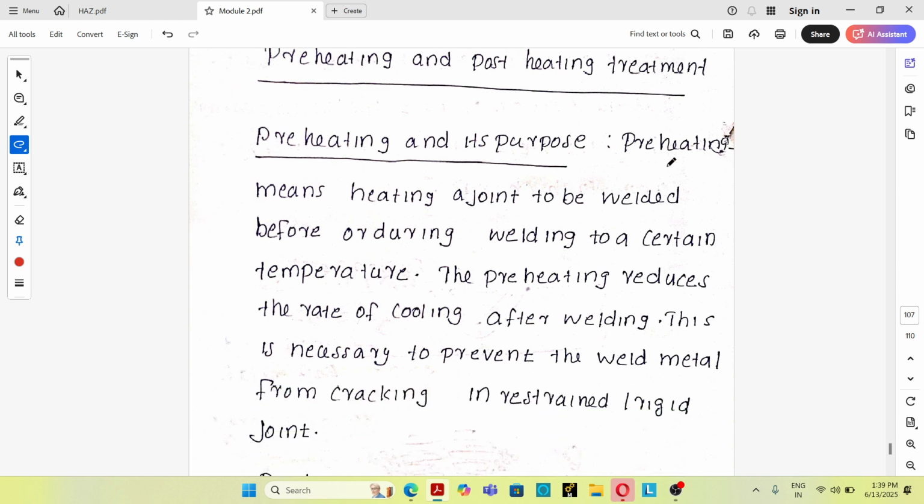So preheating and its purpose. Preheating means heating a joint to be welded before or during welding to a certain temperature. The preheating reduces the rate of cooling after welding. First important point: the preheating reduces the rate of cooling after welding. This is necessary to prevent the weld metal from cracking in restrained or rigid joints. So the importance of preheating is that it reduces the rate of cooling and prevents cracks from developing.